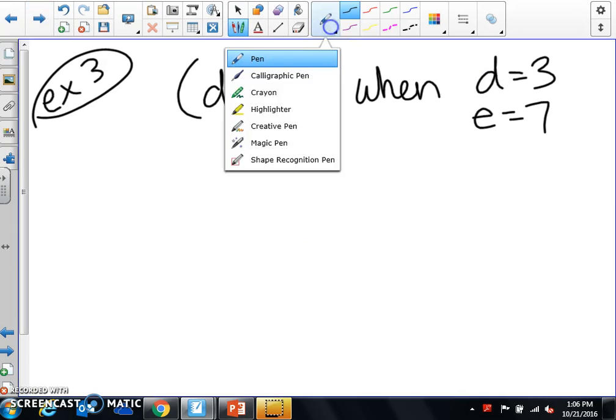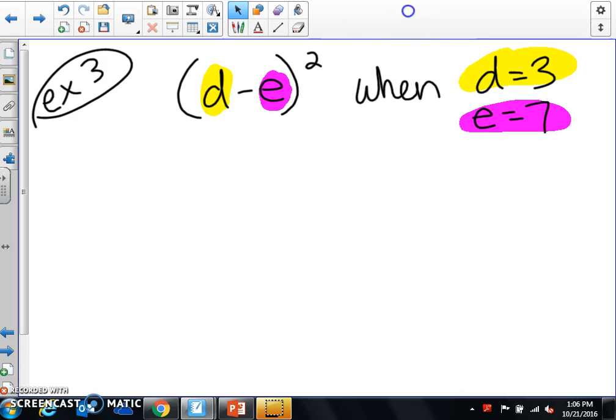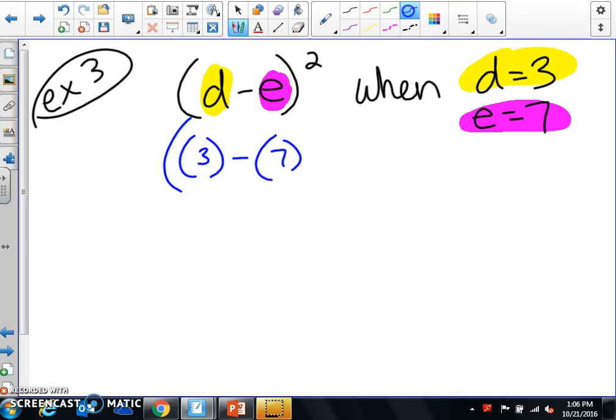Okay, they gave me 2 values. So I've got D and I've got E. So I plug in. So I've got parentheses, 3 minus 7 squared. So 3 minus 7, opposite signs, I subtract. So 7 minus 3 is 4. I take the sign of the larger number.